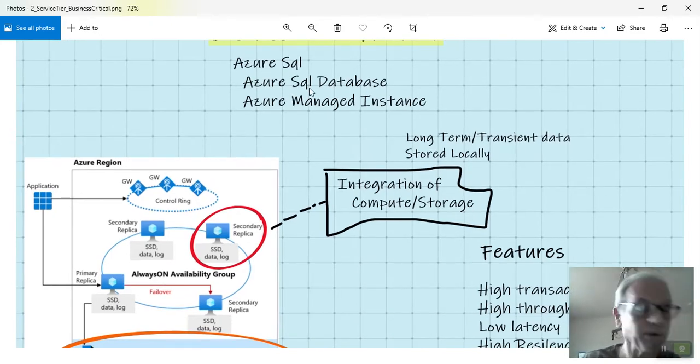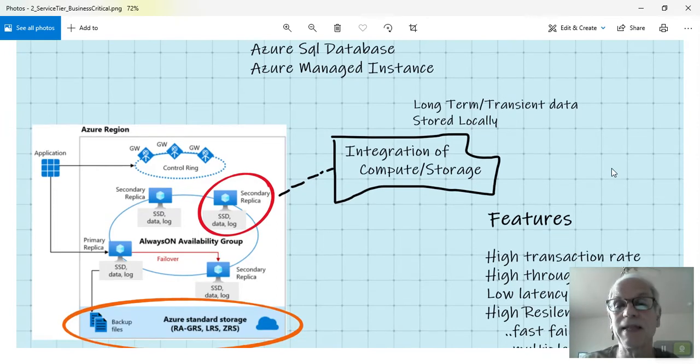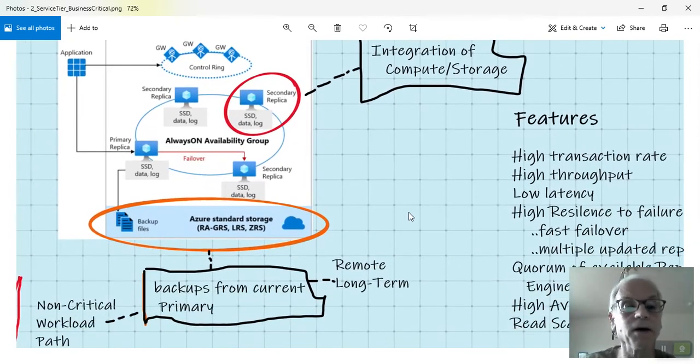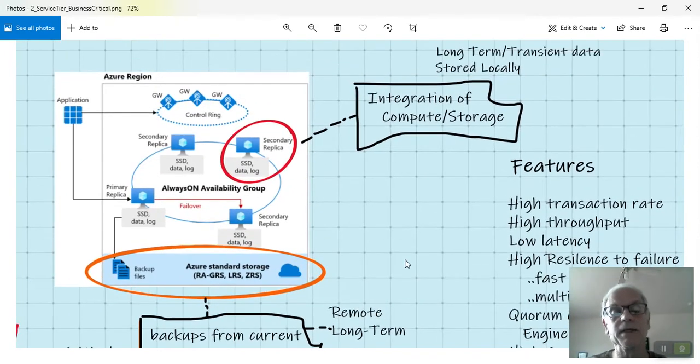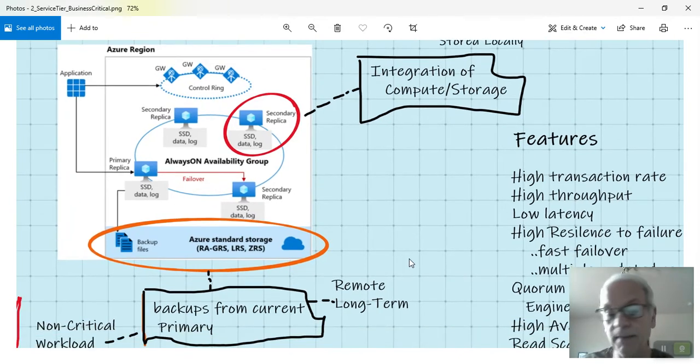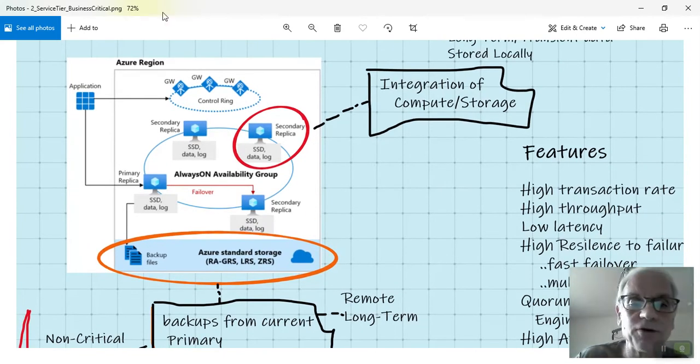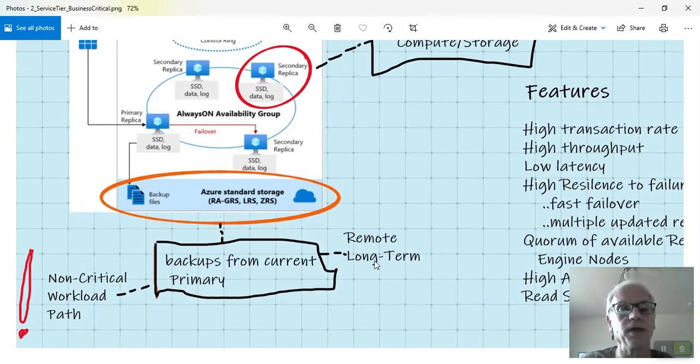It handles your Azure SQL databases and managed instances. The key point here, I think, is that the data or your database is pushed up into your compute processes. So there's an integration of compute and storage at your processing level. So the actual storage is only used for your backups. As you can see here, the backup file is in the Azure standard storage. So it's not a critical path.